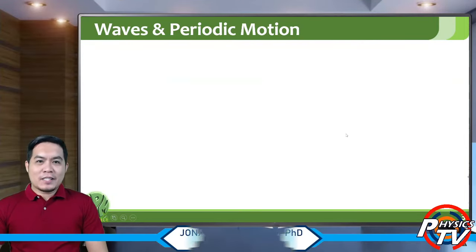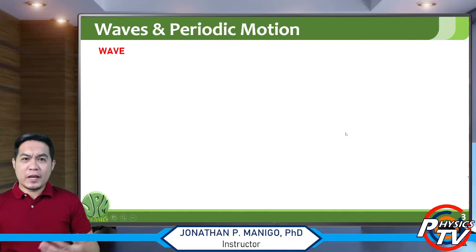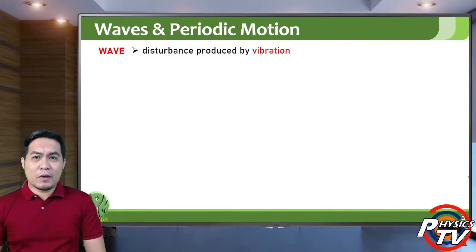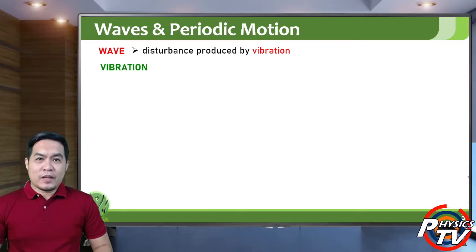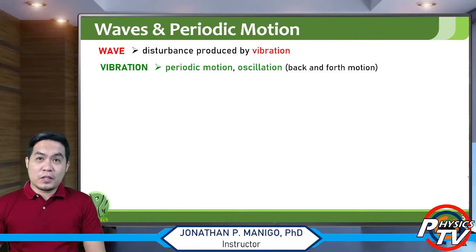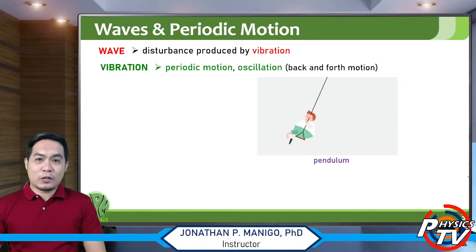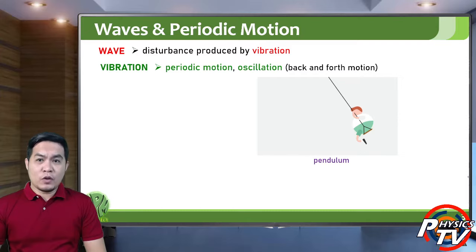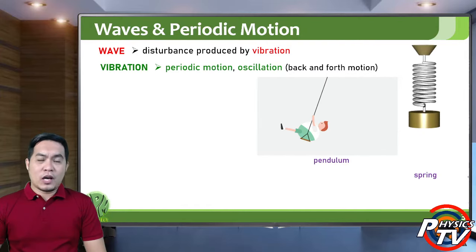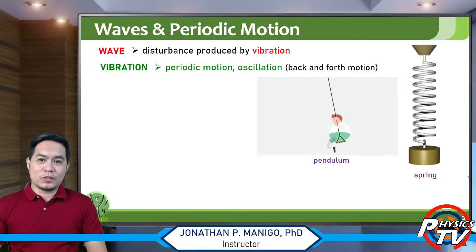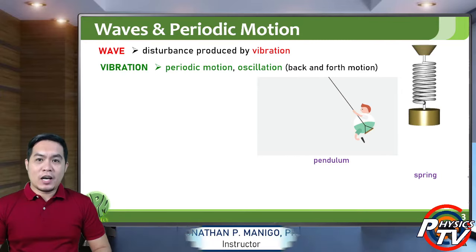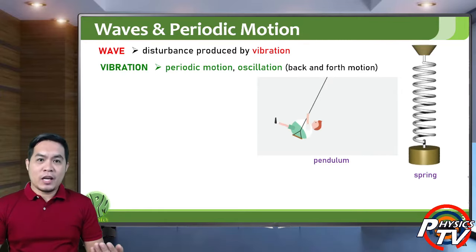So what is a wave? A wave is basically just a disturbance produced by vibration. A vibration can also be called a periodic motion or an oscillation or basically a back and forth motion. In this animation here, a pendulum can generate waves such as a swing or a spring oscillating up and down. Both of these cases generate waves because they do back and forth motion.